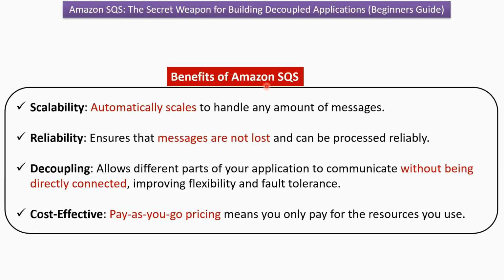Now we will see benefits of Amazon SQS. The first point is scalability. It automatically scales to handle any amount of messages. The second point is reliability. Amazon SQS ensures that messages are not lost and can be processed reliably. Third point is decoupling, allowing different parts of your application to communicate without being directly connected, which improves flexibility and fault tolerance. The fourth point is cost effective. Amazon SQS supports pay as you go pricing, which means you only pay for the resources you use.